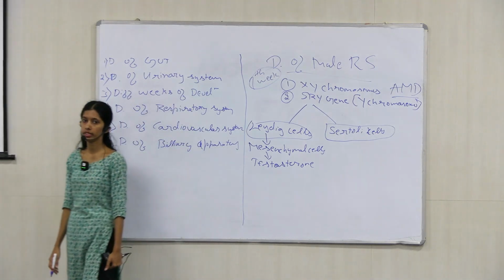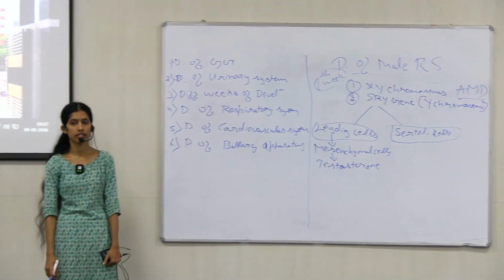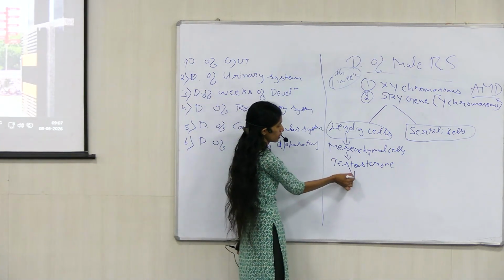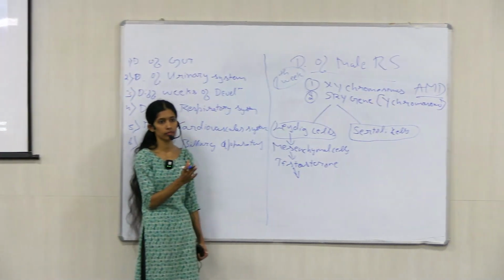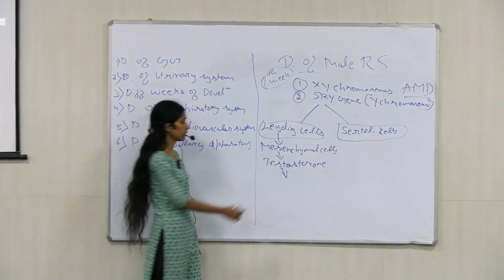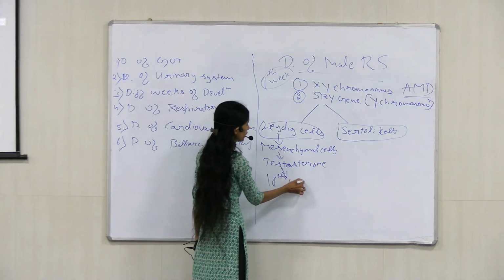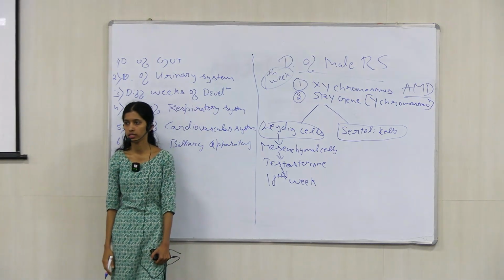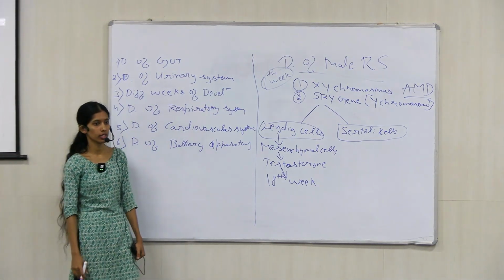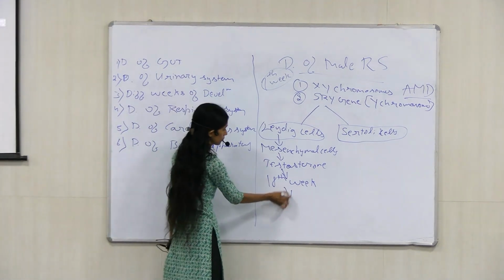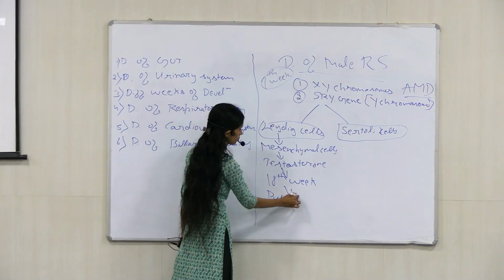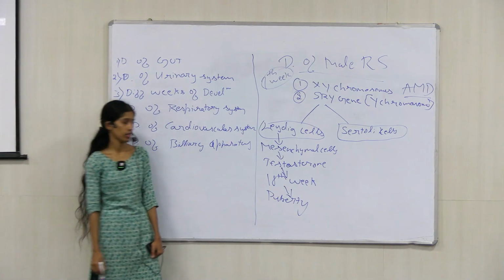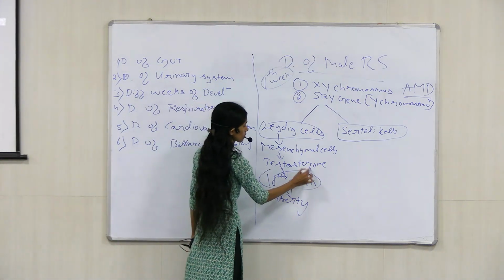But during the development, we can only see the Leydig cells up to the 18th week. They start somewhere between the 5th and 7th week, and will be present only up to the 18th week. After that, the Leydig cells will disappear, and again we can see them during puberty. Is it clear? And this one is an MCQ question.